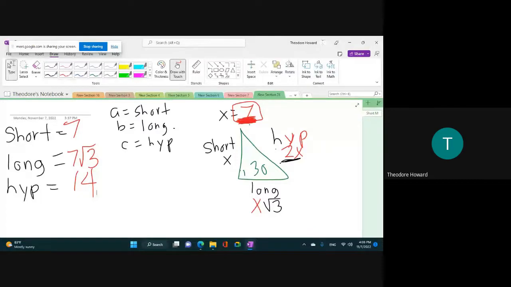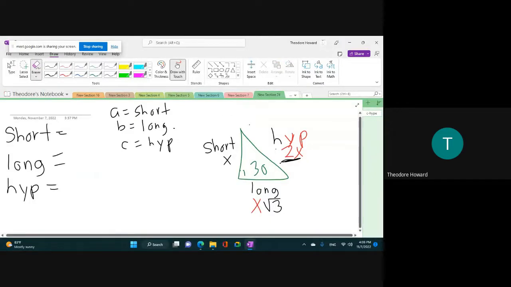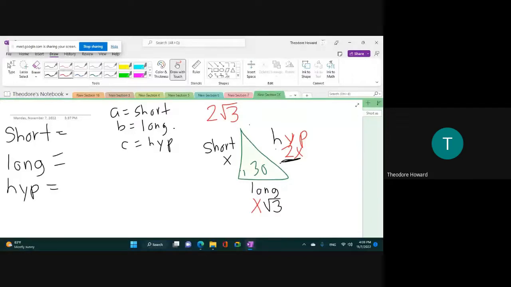So now I give you 2 square root of 3. Where would 2 square root of 3 go? Where will I place that? Would it be the short leg, the long leg, or the hypotenuse? Where's 2 square root of 3 going to be? The long leg. Good job.